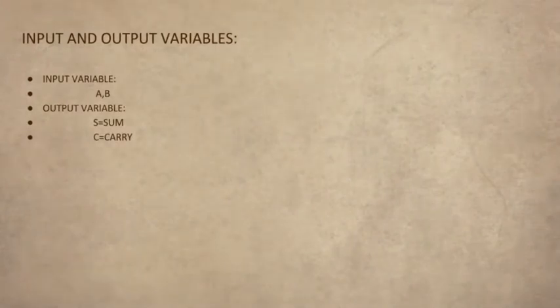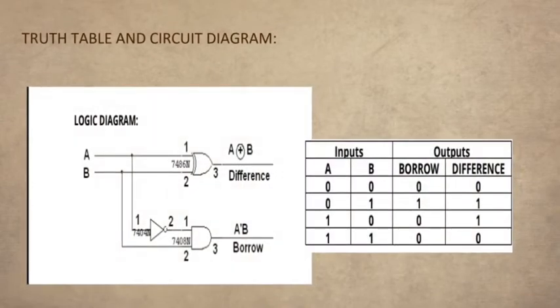Input and output variables. Input variables are A and B. Output variables are S, the sum, and C, the carry. This is the truth table and the circuit diagram.